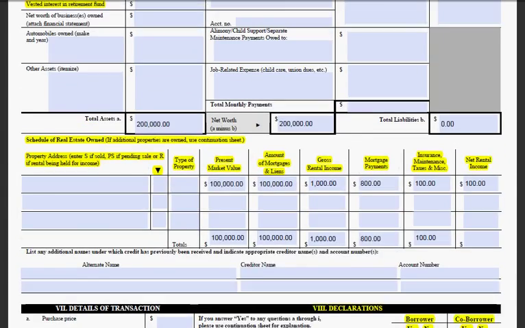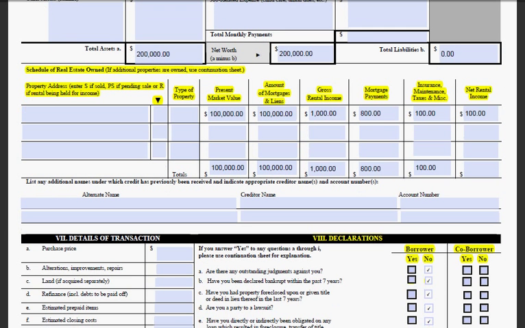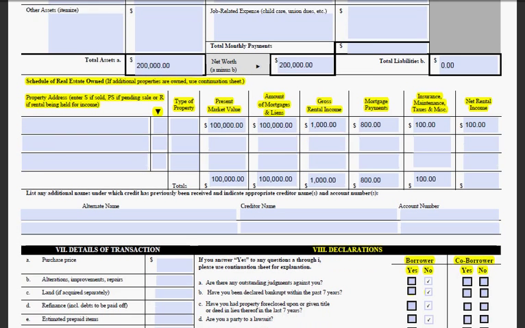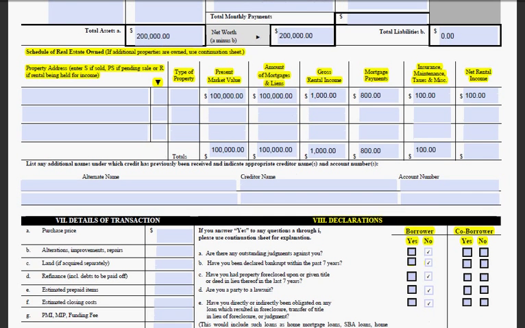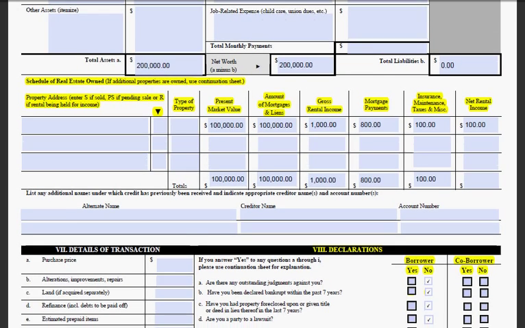Now, if you have a really large portfolio, I strongly recommend putting it onto an Excel spreadsheet, because one of the things that we will want to know is when you bought it and what you paid for it, especially if you've recently purchased the property. So these are just some pointers and tips.